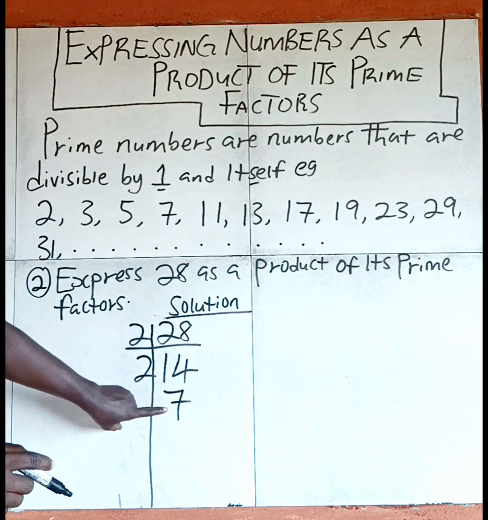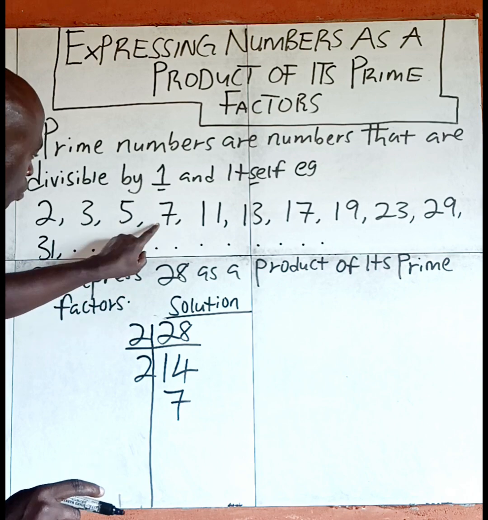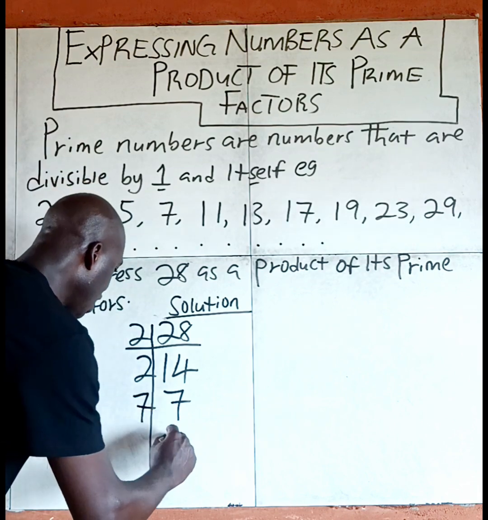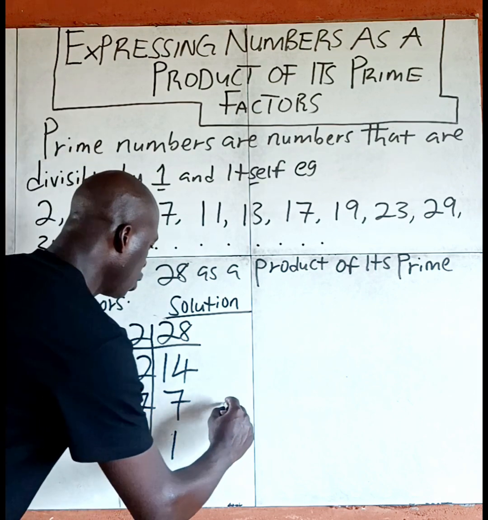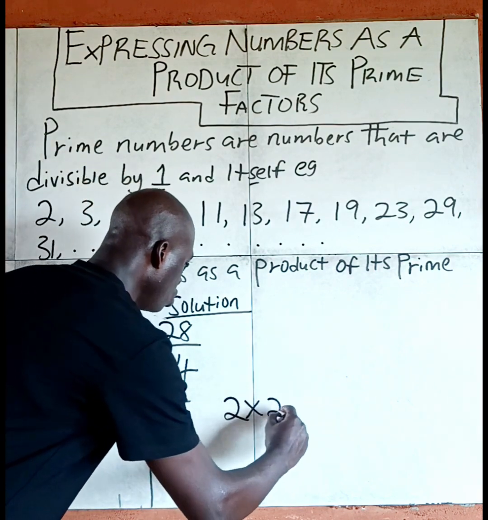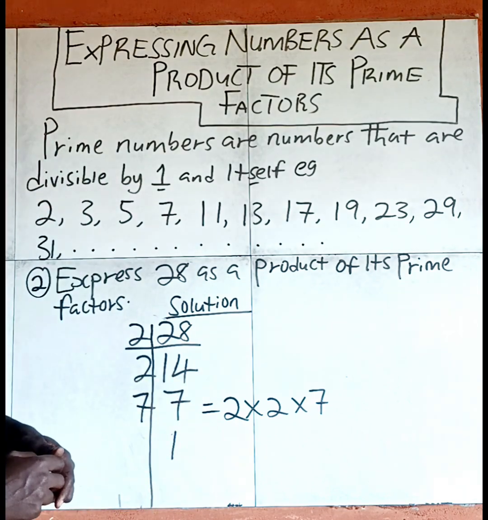Can 2 go into 7 without a remainder? No. Can 3 go? No. Can 5 go? No. But 7 can. So automatically, once here becomes 1, you stop. My final answer becomes 2 times 2 times 7, and this becomes the solution to problem 2.